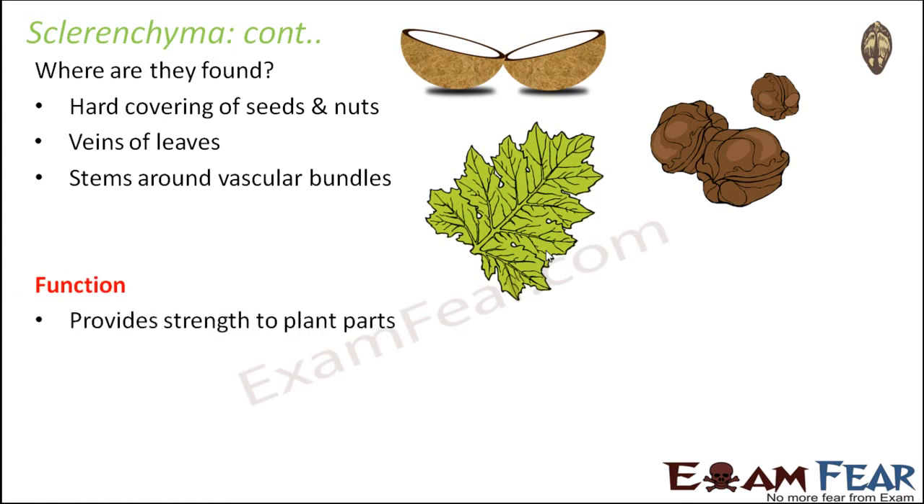Function: they provide strength to plant parts. They provide mechanical support. So support is the most important function of sclerenchyma. In some plants, sclerenchyma fibers are present, whereas in some plants sclerids are present. Since they are just two forms, there is nothing much difference between them. In some plants you see sclerids, whereas in some plants you see fibers.